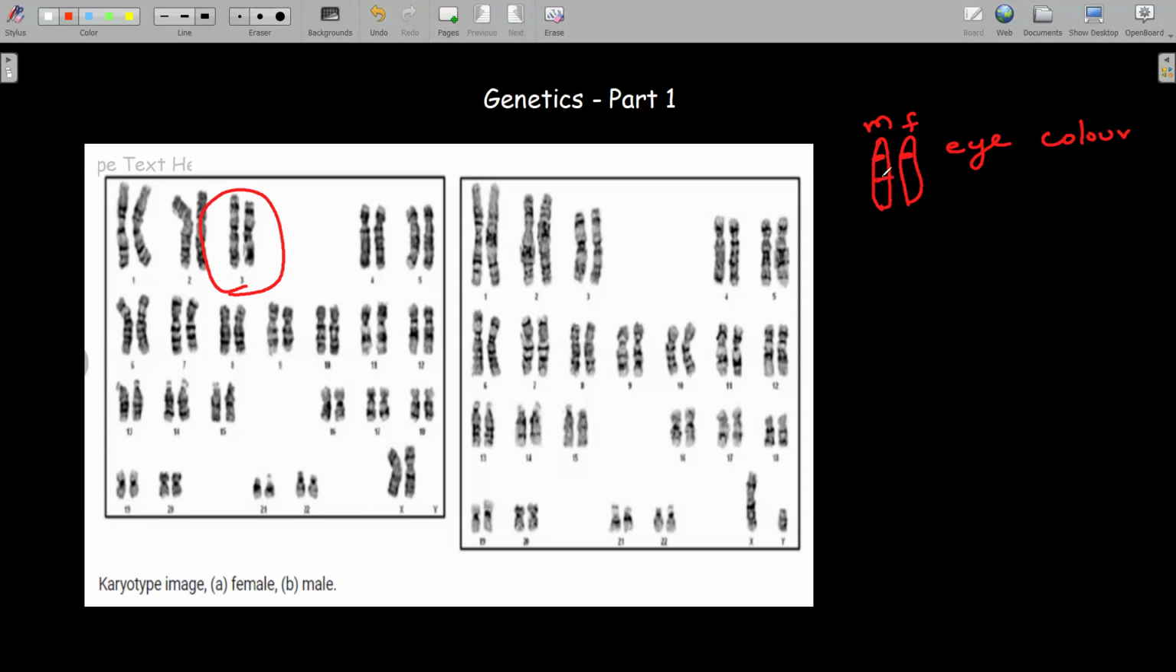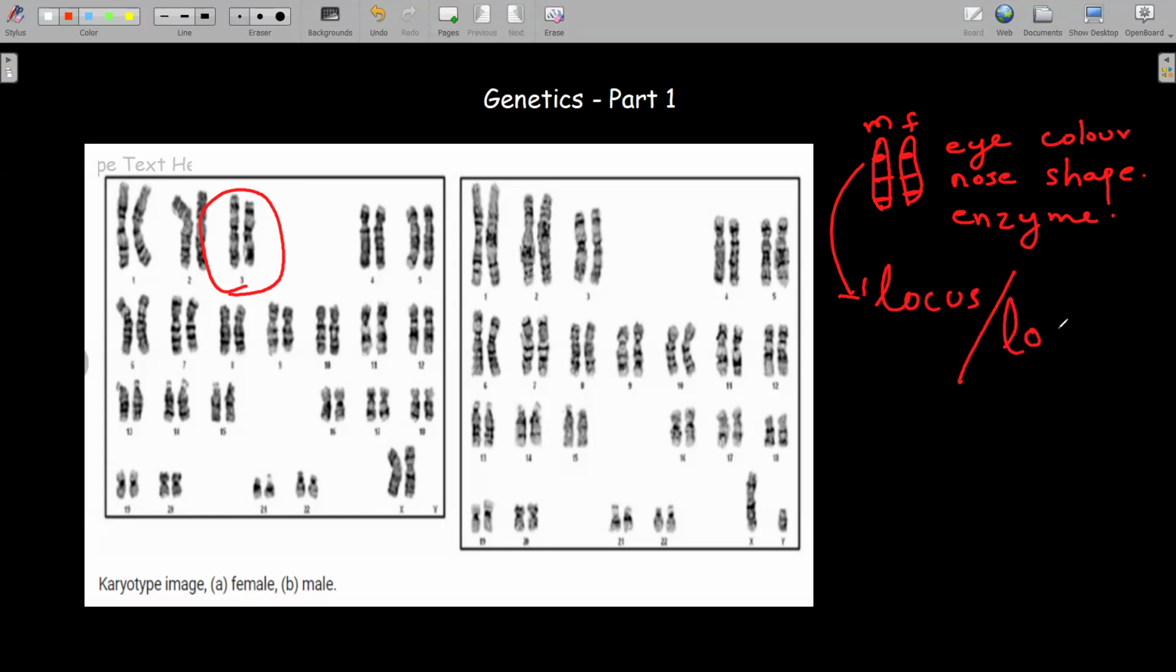Then you have another gene in the same pair of homologous chromosomes, which is responsible for the nose shape. And another gene, which is responsible for, say, the formation of an enzyme, maybe the structure and function of an enzyme. If you see this gene, this position is called the locus, and the plural is loci. So both chromosomes carry genes that determine the eye color, nose shape, and the function of the enzyme.